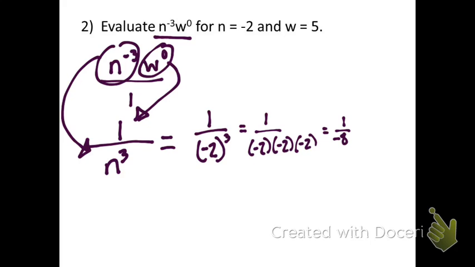Now, like before, the 1 on top is positive, the denominator is negative. So positive divided by a negative is going to be a negative answer. So it's going to be -1 over 8.